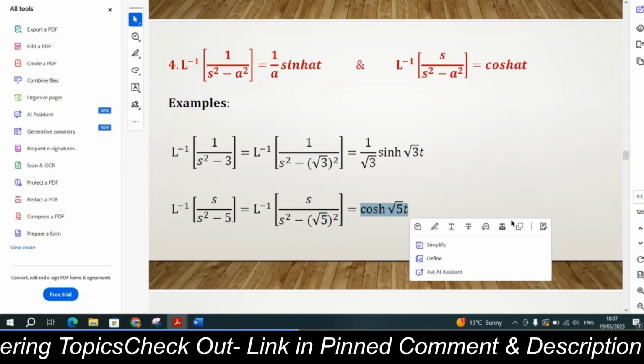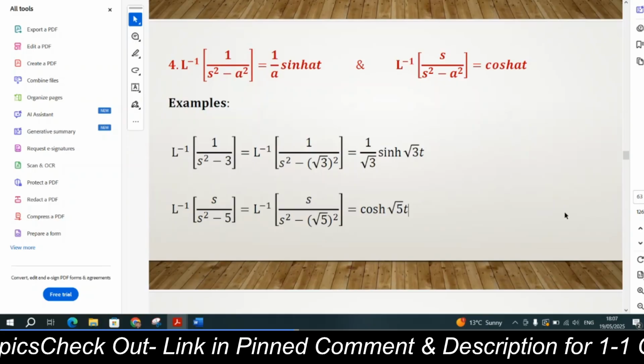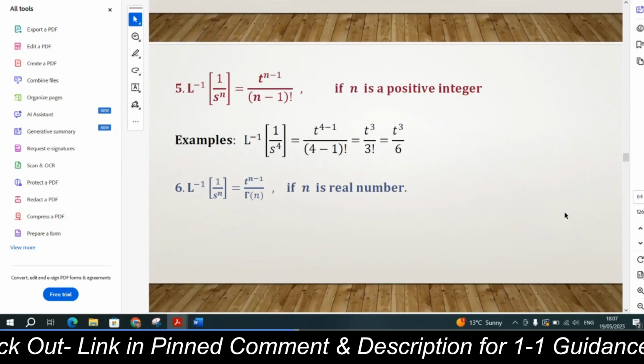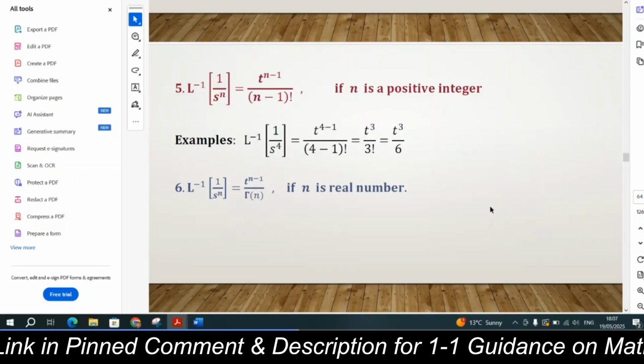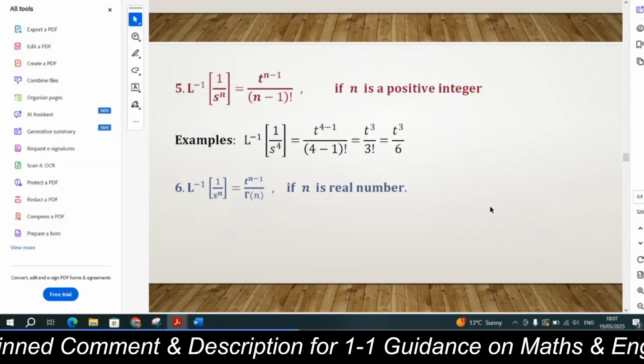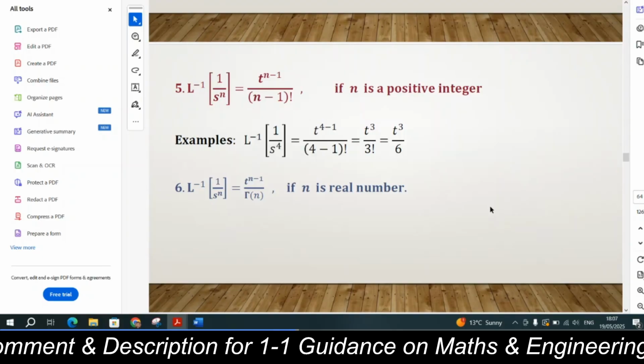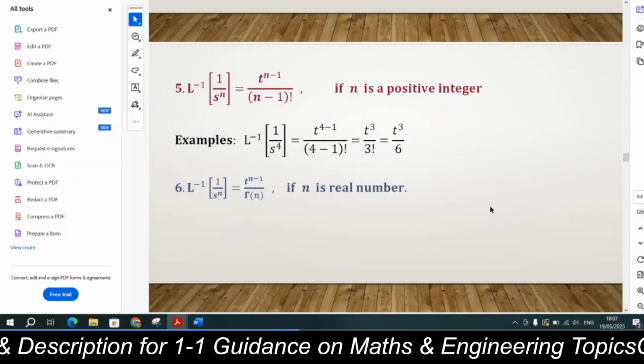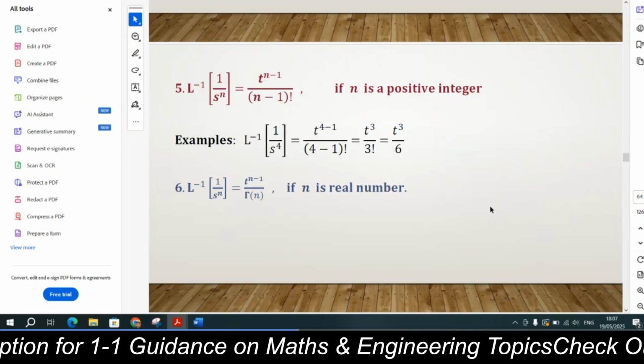3 is actually root 3 square. So you have 1 by root 3 hyperbolic sine root 3t. S square minus 5, with s in the numerator, makes it a hyperbolic cos function. Root 5 the whole square. Hyperbolic cos root 5t. Clear? Yes, sir.